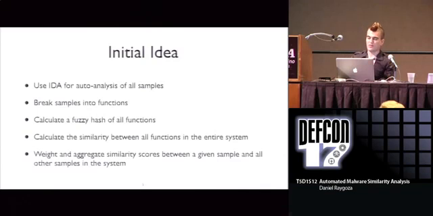So the initial idea I came up with after talking to a couple people, and this is sort of like the spoiler slide, this kind of tells you the gist of everything I want to do, is to use IDA's auto-analysis, which I will agree is not the greatest thing on earth, but there's some ways to address that. Use IDA's auto-analysis, break the sample that you've submitted into individual functions, calculate a fuzzy hash, and I'll go into why I use fuzzy hashes and some other algorithms that might be better. Calculate a fuzzy hash for all the functions, and then calculate the similarity between all the functions and all the samples that you have in your database.